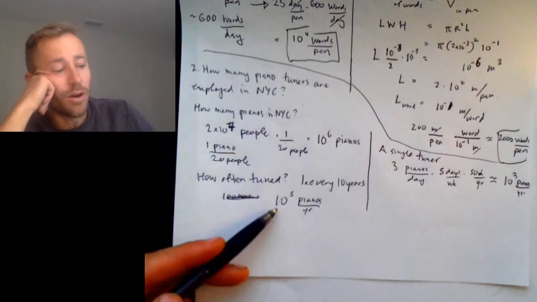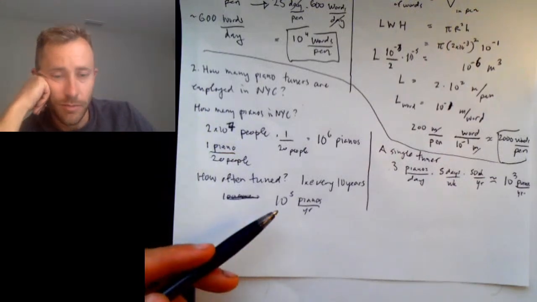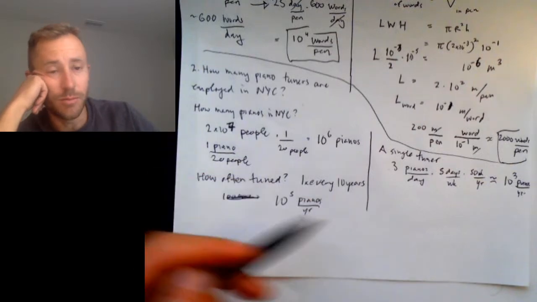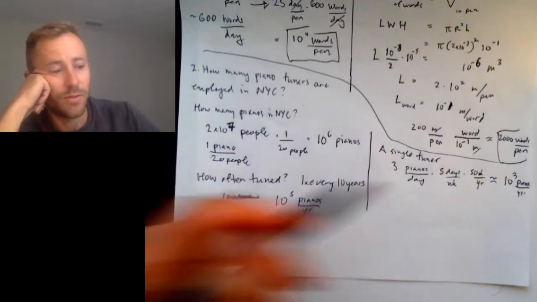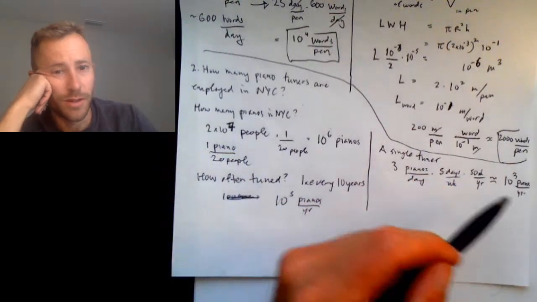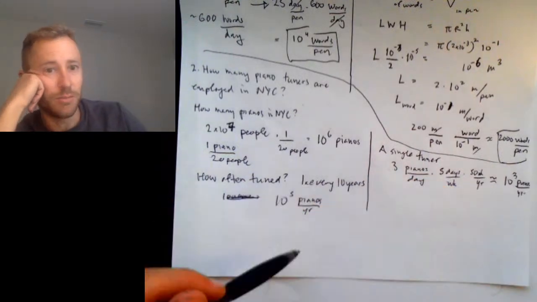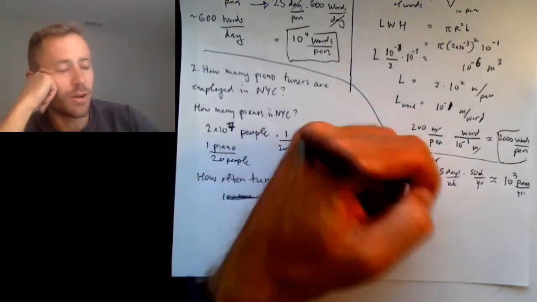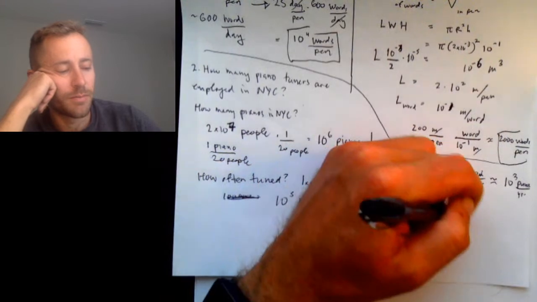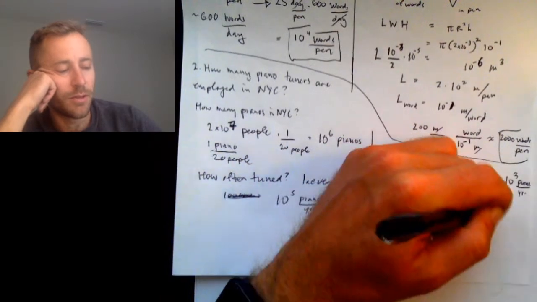But there are 100,000 pianos in New York City that need to be tuned every year. So if a single piano tuner can do 1,000 a year, and you have 100,000 that need to be done every year, that means that there are roughly 100 piano tuners in New York City.